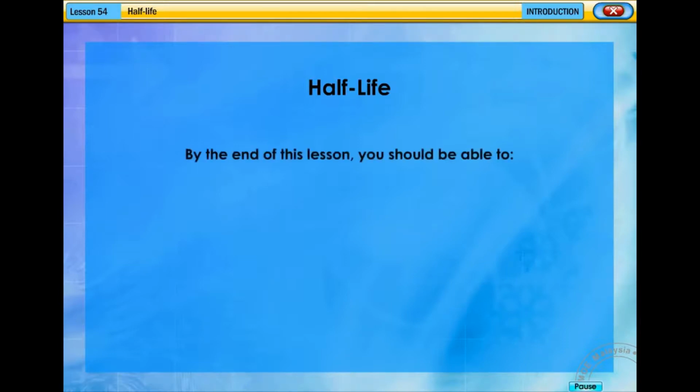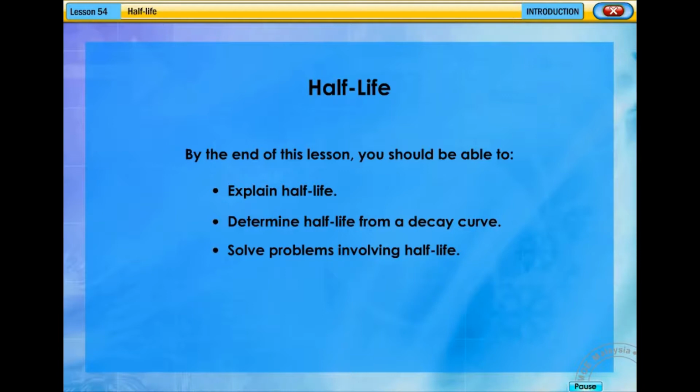Half-life. By the end of this lesson, you should be able to explain half-life, determine half-life from a decay curve, and solve problems involving half-life.